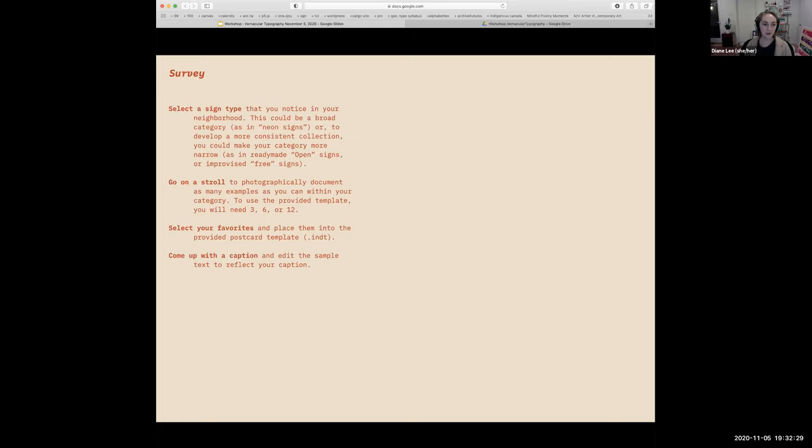And so in the template that I've made for this postcard, you'll need to have at least 3 or as many as 12, depending on how many you've been able to collect. So select your favorites and place them into the provided postcard template. And then I'm inviting you to come up with a caption and edit the sample text to reflect your caption.